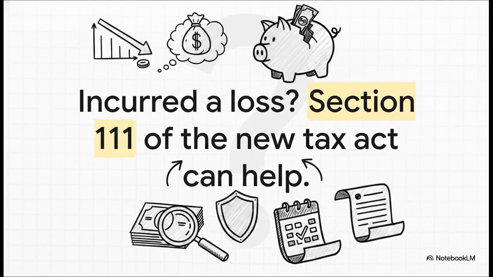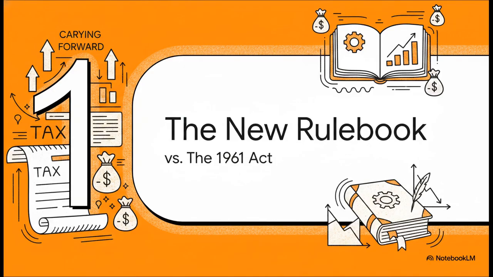It's a situation every single investor has faced, but seeing red in your portfolio doesn't have to be a complete financial hit. You see, the Income Tax Act 2025, specifically Section 111, gives you a powerful tool to soften that blow. It lets you offset those losses against your gains. But how does that actually work in practice? Let's find out. So here's the big question for every tax professional, CA student, and business owner tuning in.